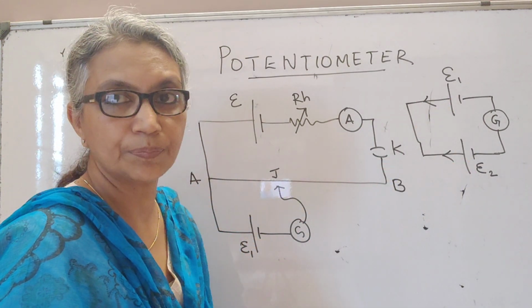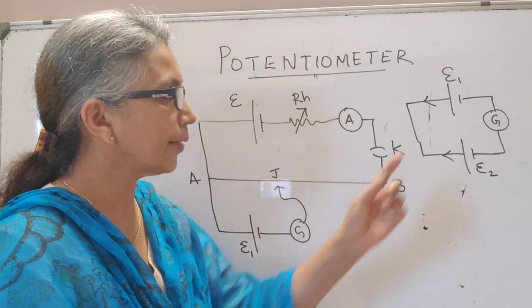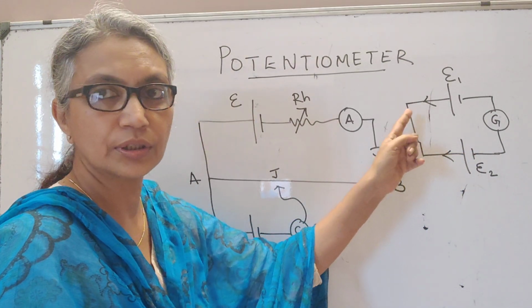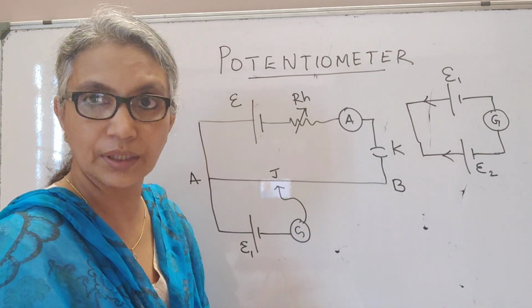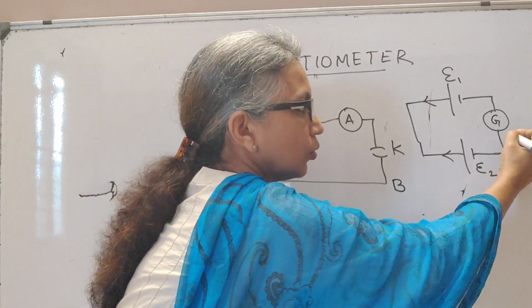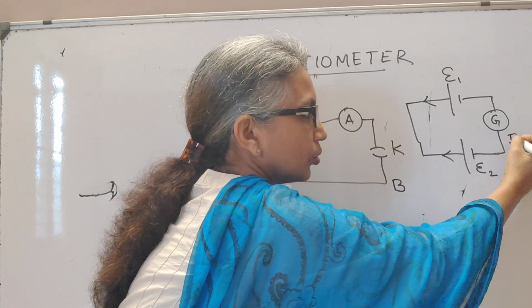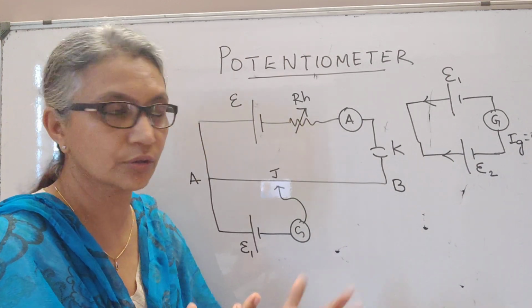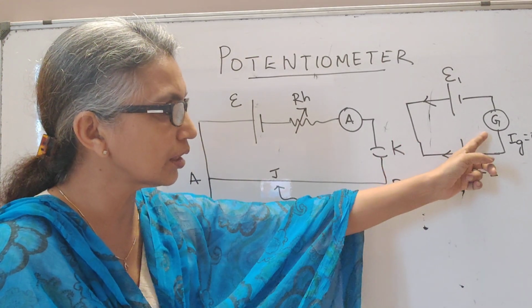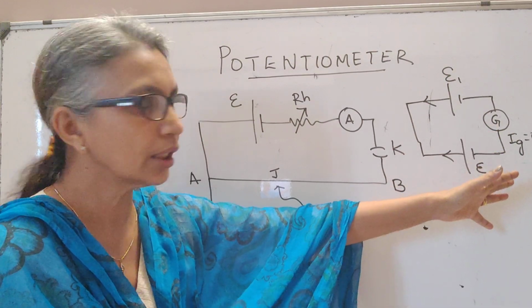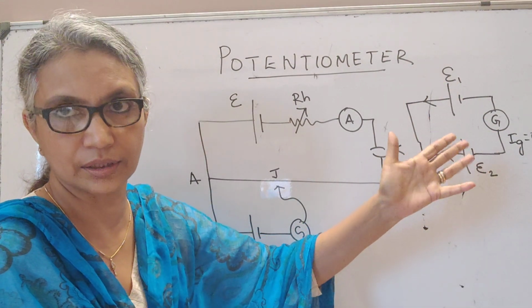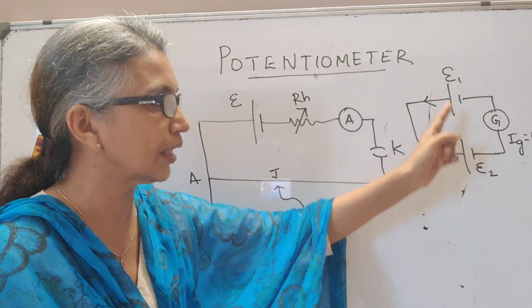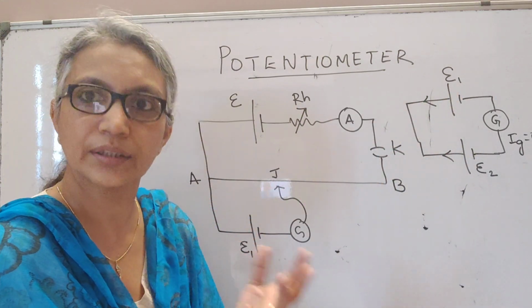Now, if they have the same terminal voltage, then these two currents will be the same, and since they are in opposite directions, the net current in the circuit will become 0 and your galvanometer will show 0 reading. That is, the current through the galvanometer will become 0. Or, if I tell you the reverse, if you see that the galvanometer shows 0 reading, it means that there is no current in the circuit. It means that the terminal voltage of this battery and the terminal voltage of this battery are the same.